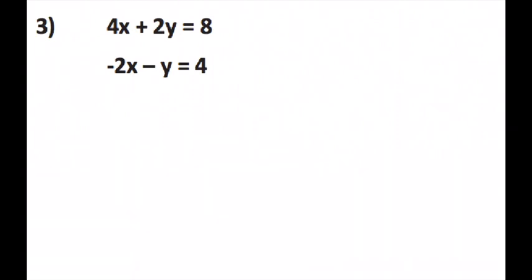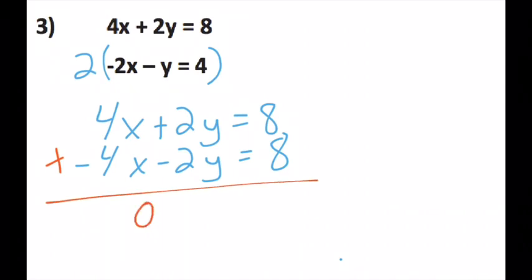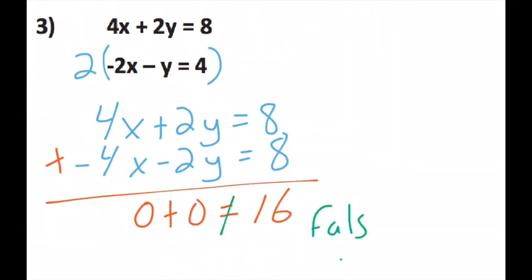On number 3, I would multiply the bottom by a 2. That would give me a 2y in the top and a -2y in the bottom, so I can eliminate my y's there. So I'm going to go ahead and rewrite this. On the top, I have 4x plus 2y equals 8. Then I have a negative 4x minus 2y equals 8. And when I add these together, I'm going to get 0 plus 0 equals 16, which we know is a false statement. So our answer is no solution.